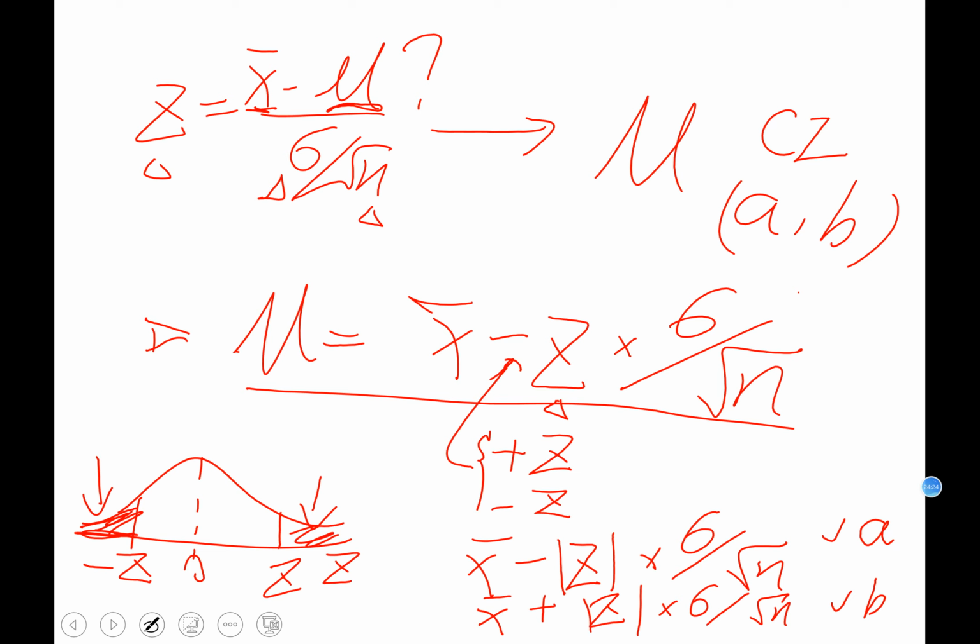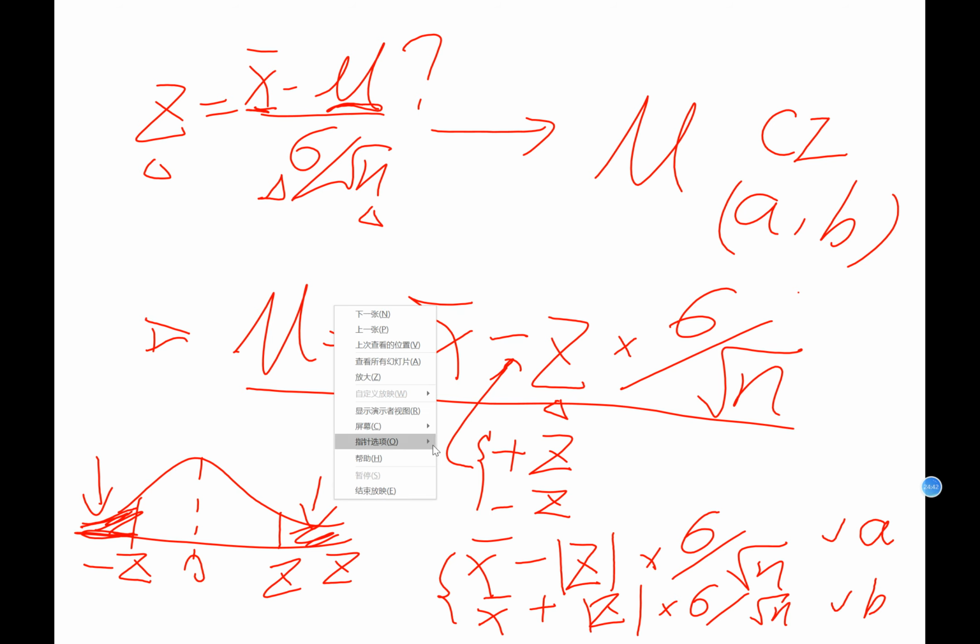So when we are talking about the 1 minus alpha confidence interval, that means the range between these two numbers, if we use the method based on Z distribution. Okay, so let's go back to our PPT.